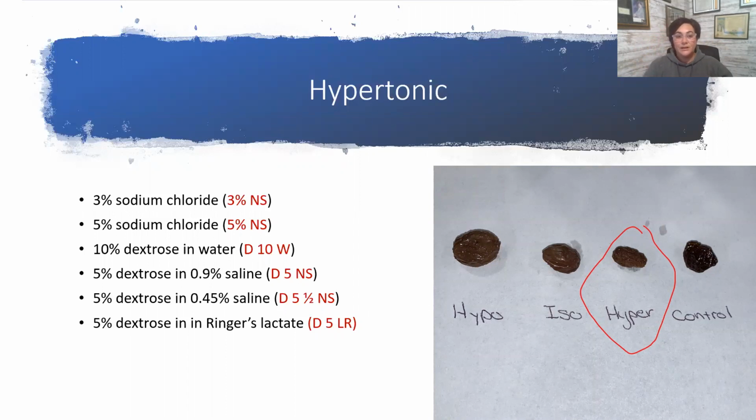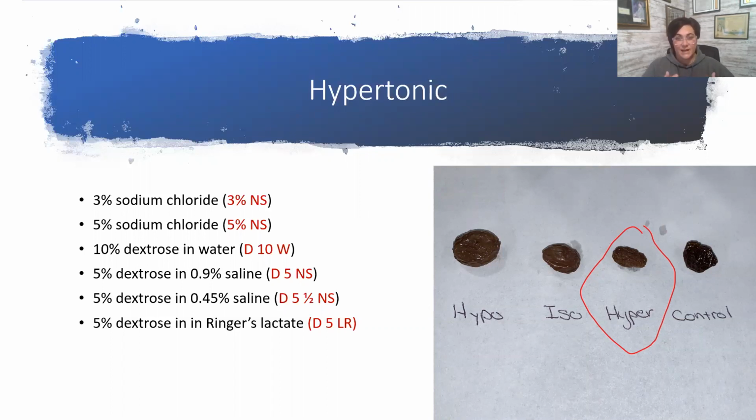pressure. So 3% normal saline and 5% normal saline would only be used in instances where a patient is very closely monitored, and they're going to be in an intensive care unit. We're not just going to give these on medical surgical units. D10W is also a hypertonic solution. D5 normal saline is hypertonic. D5 half normal saline is hypertonic. And D5 Ringer's lactate, we call it D5LR, is hypertonic.